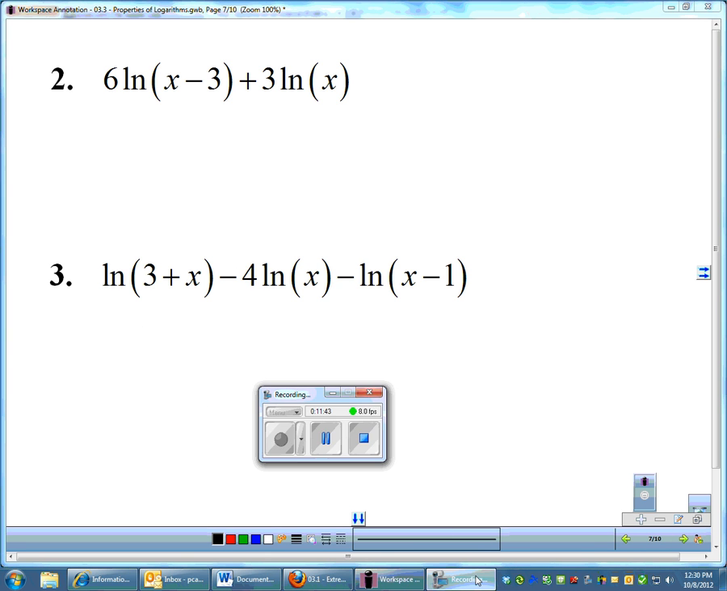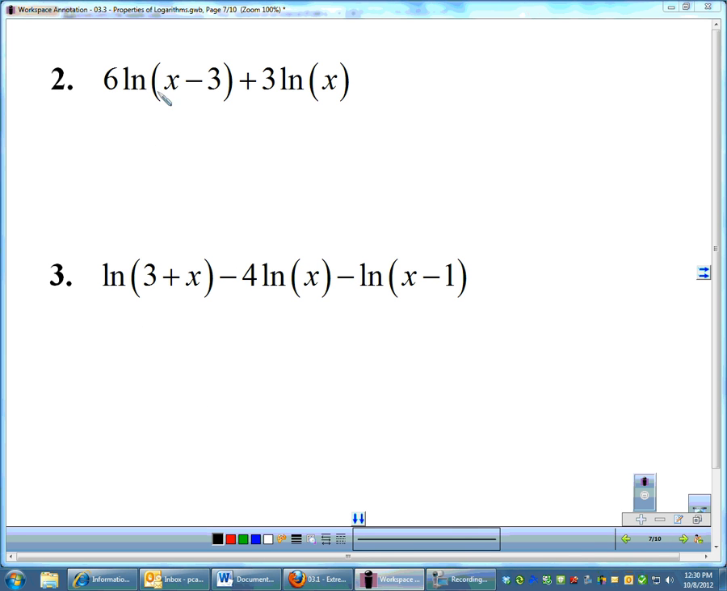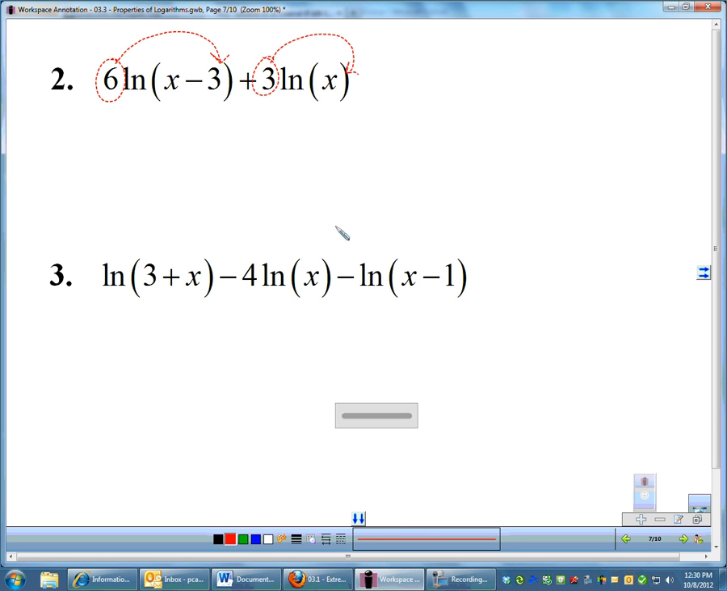Let's see, how are we doing on time? 11 minutes. Let's see. 6 ln of x minus 3 plus ln of x. Let's see, I'm wanting to combine these. So first I'm going to take any coefficients, and they're going to go inside my log. So I'll first write this as the natural log of x minus 3 all to the 6th power, plus natural log of x to the 3rd.